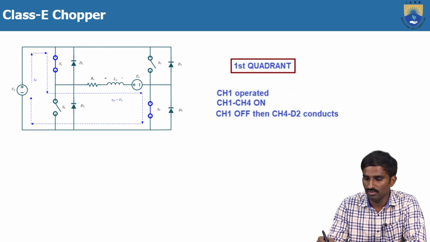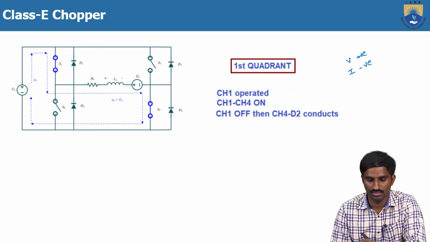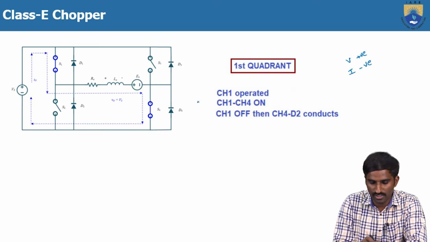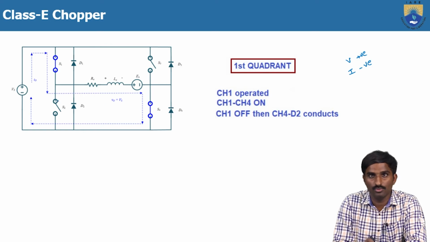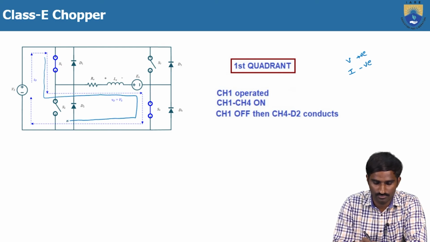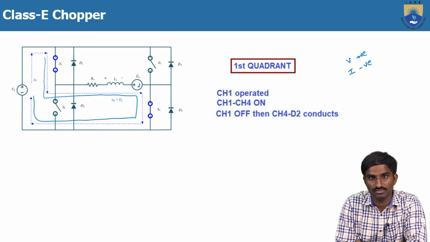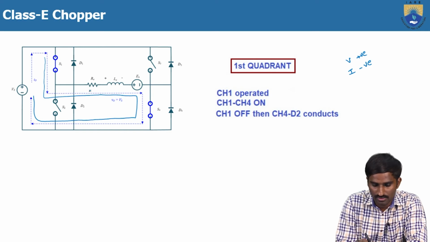So in the first quadrant, what should we get? Both voltage positive and the current also should be positive. So we will see. First CH1 and CH4 are turned on. Then here the blue lines indicate the direction of the load current. Of course, in this case, the back EMF direction is plus and minus. So let us consider the load is RLE, and in this case, the inductor stores the energy.